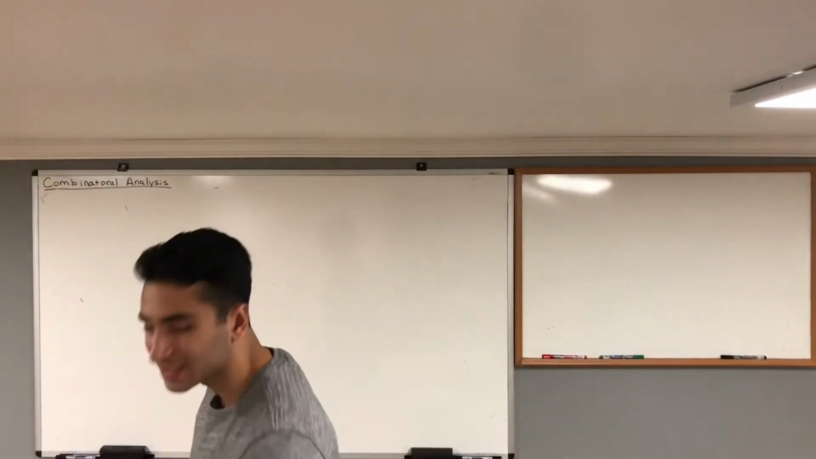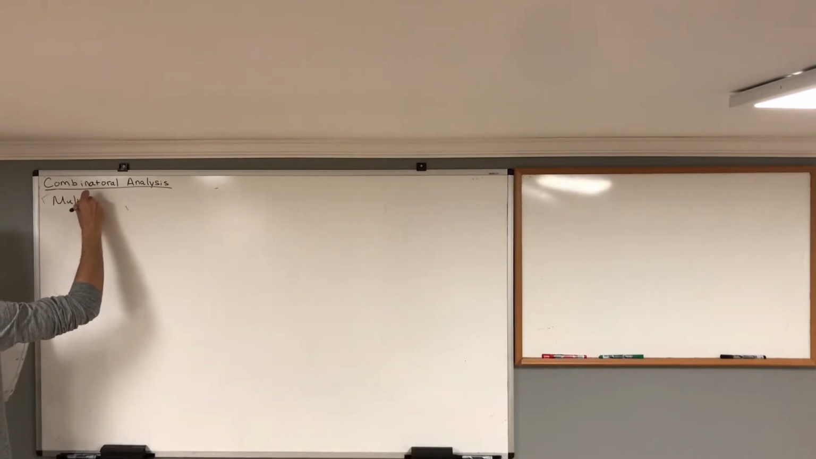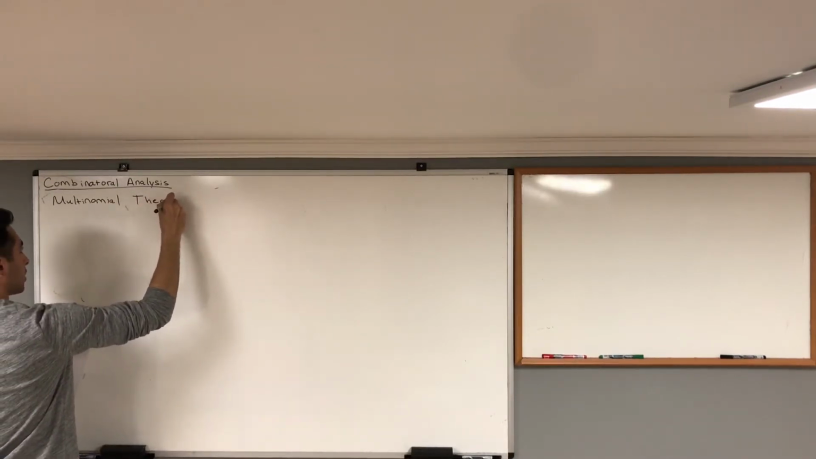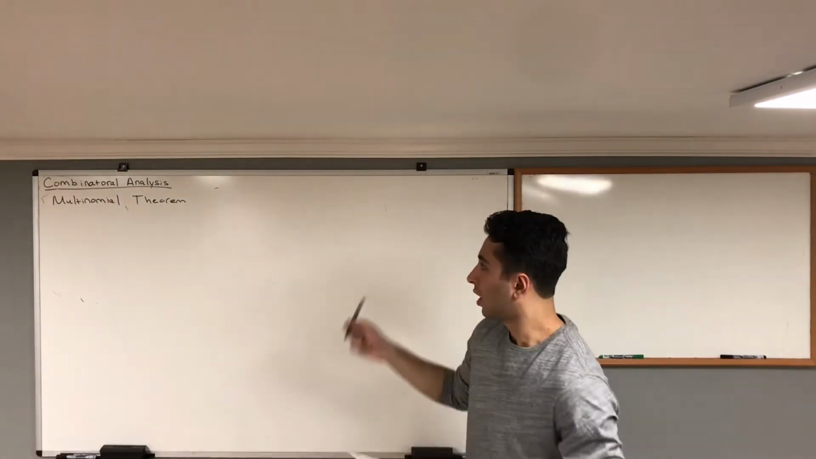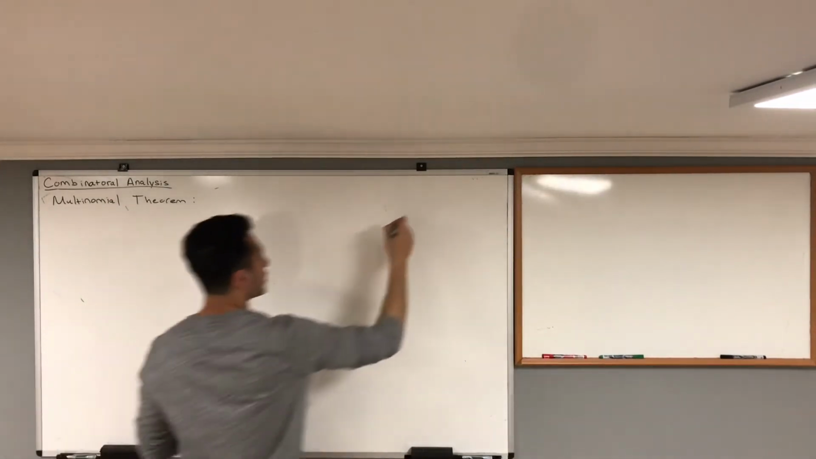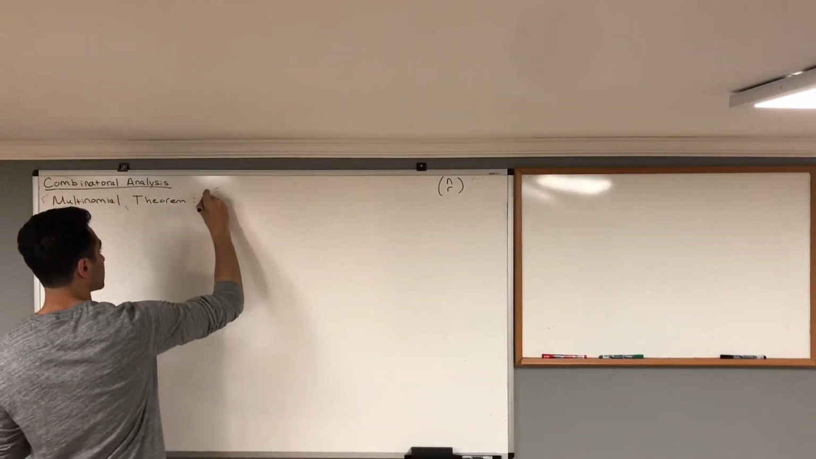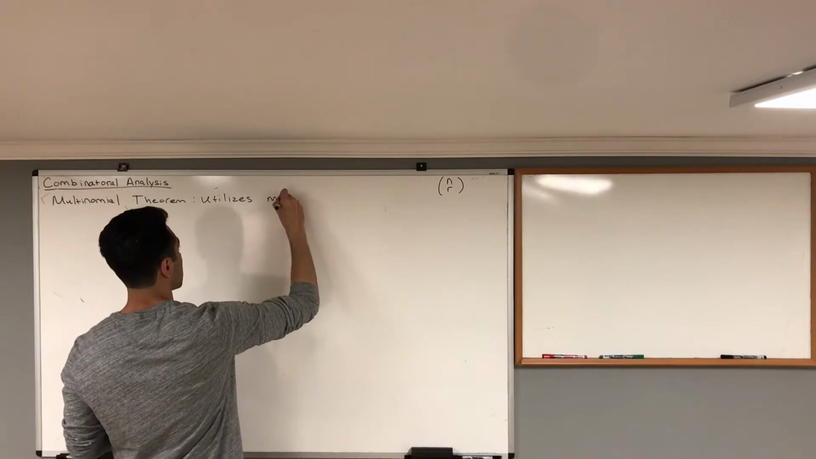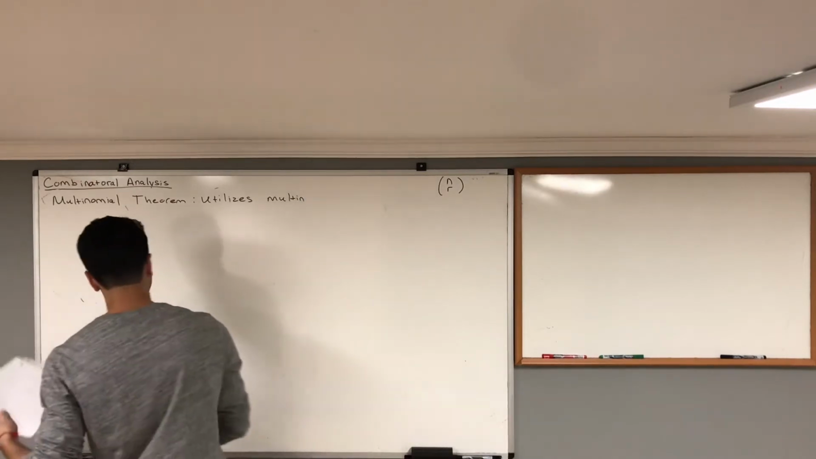So this section is called the Multinomial Theorem. And if you already guessed, this is just an extension of the Binomial Theorem, where the Multinomial Theorem, instead of utilizing the binomial coefficients, remember the binomial coefficients is just n choose r, utilizes multinomial coefficients. So hence the name of the theorem.